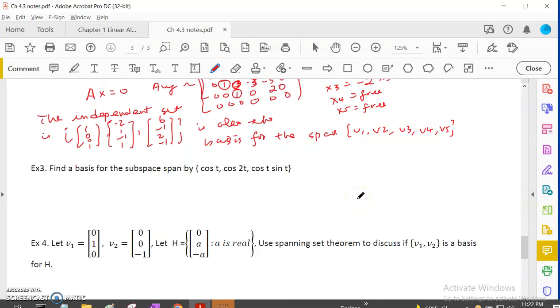Okay, let's do a more difficult one where the vectors are not just R-something, but are cosine, sine, cosine 2t, cosine t, and sine t. So first of all, are they independent? Because if they are independent, they must span, right? They must span because they're not dependent on each other.